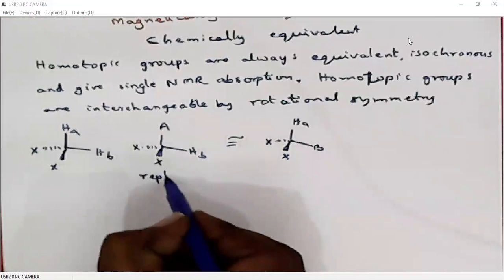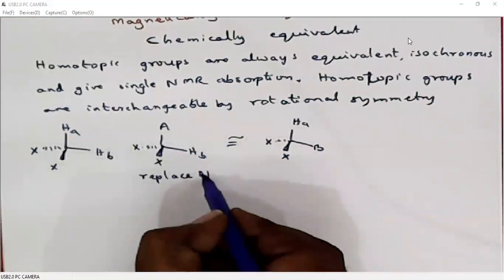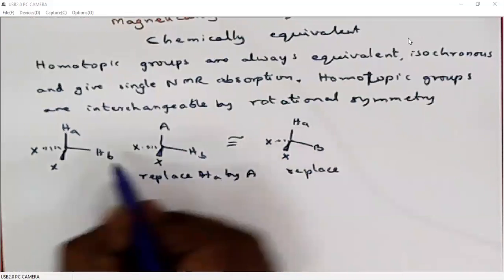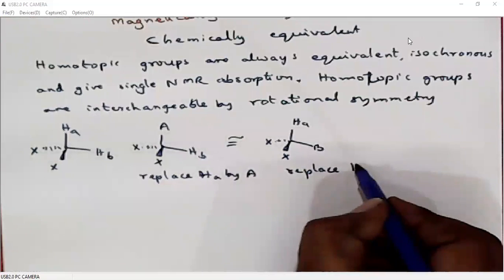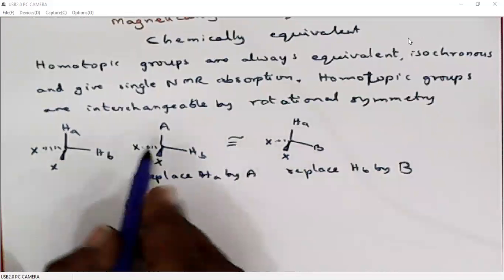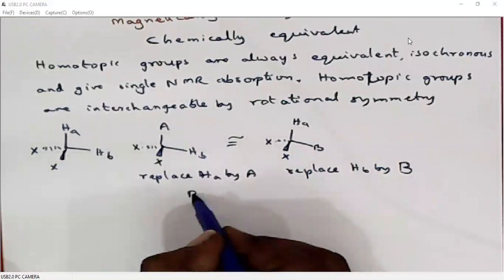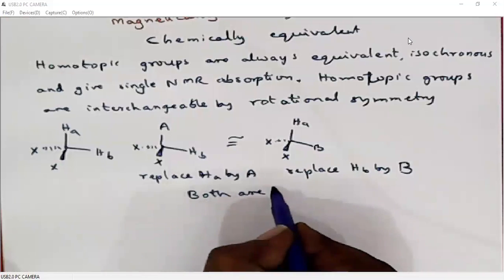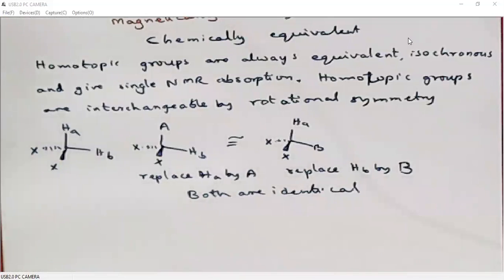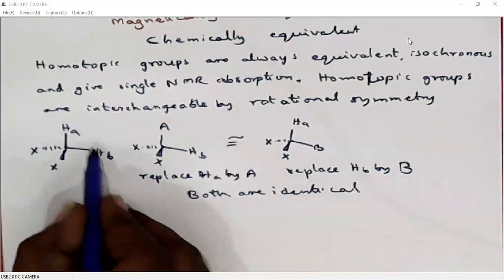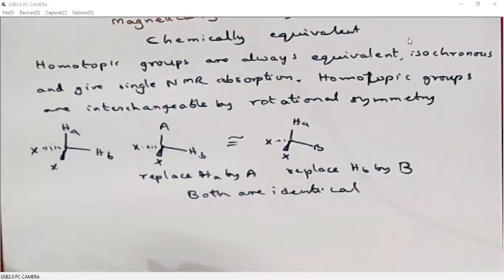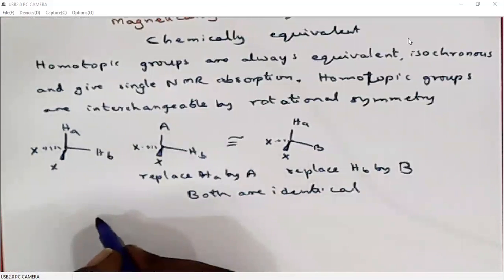These types of systems are called homotopic. These two protons are called homotopic. When we have homotopic protons, they will give only one signal because both are identical, and they did not give any chiral center. These two protons will give only one signal and they don't split each other. I'll give one more example for this.